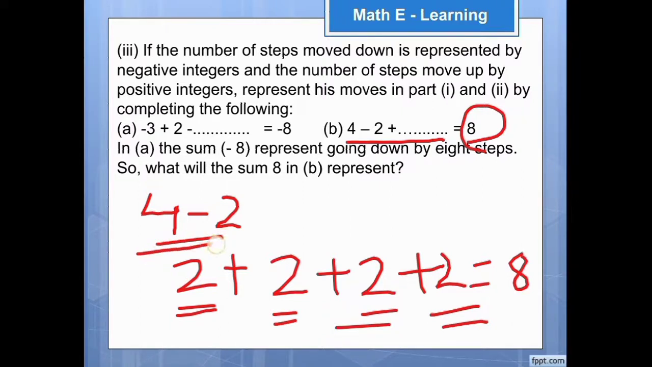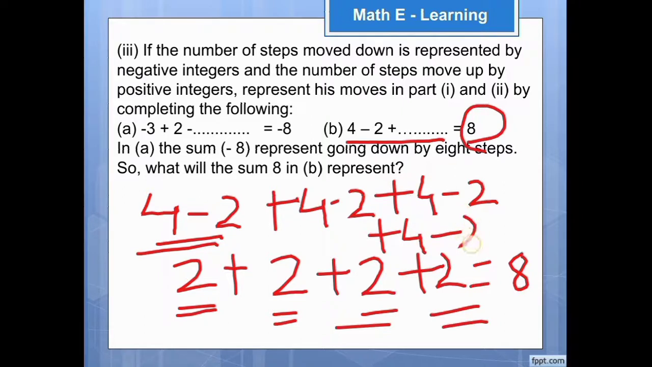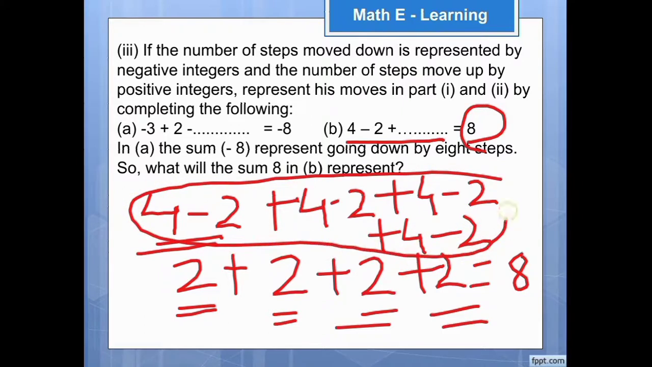That means I have to repeat this particular part 4 times to complete this series. So 4 minus 2 plus 4 minus 2 plus 4 minus 2 plus 4 minus 2. So we have to write this 4 times to complete this series to get this answer 8.